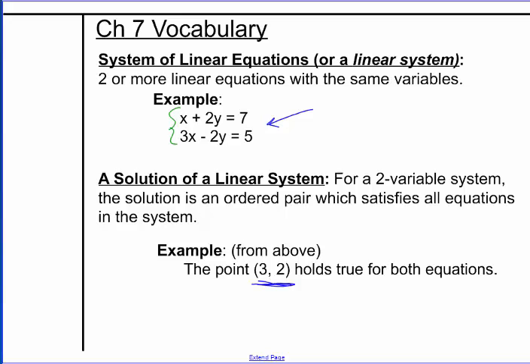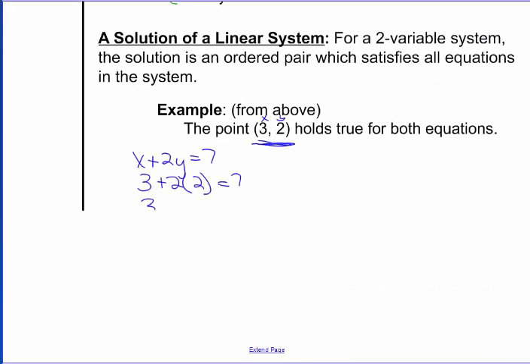So if I take the first one, x plus 2y equals 7, I plug in my x number. So the 3 goes into the x spot, and then the y number is the 2. So 3 plus 2 times 2, which is 4. I'm checking to see that it equals 7. 3 plus 4 is 7. 7 does equal 7, so that worked.